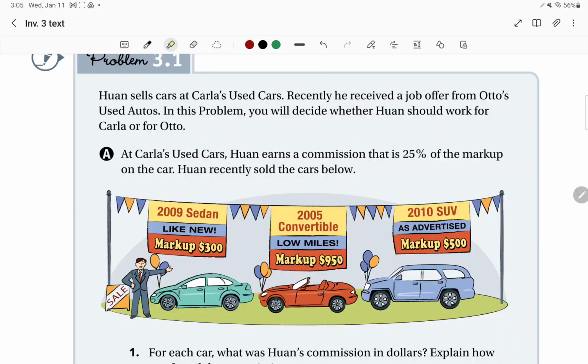Now let's take a look at jumping into the problem sets. Huan sells cars at Carla's Used Cars. Recently, he received a job offer from Autos. So you have Carla's Used Cars and Autos Used Cars. So it's a little different. Autos use autos and Carla's Used Cars. Get it? Funny. So in this problem, you're going to decide whether this person, Huan, should work for Carla or Auto. Okay, so there is our problem. Now we're going to answer some questions to figure out what job we should take.